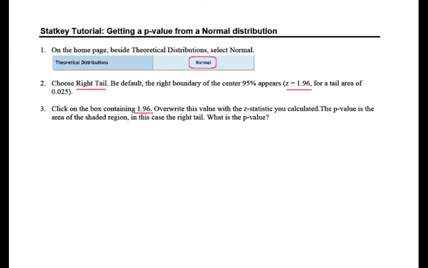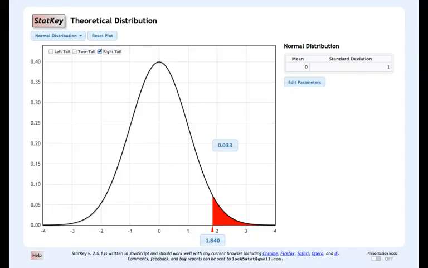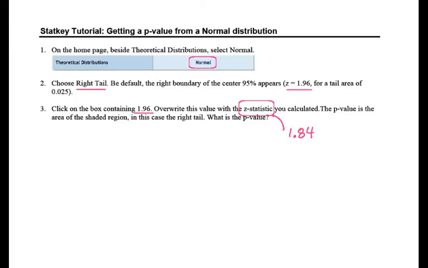Our z-statistic, the one we just calculated, was 1.84. So we're going to change the 1.96 to a 1.84. And then we can see a graph that has the same p-value that we calculated earlier using the other mean and standard deviation, but it's now showing up in the standard normal distribution. So this number here up above the curve is the area of that tail, and it's equal to 0.033.